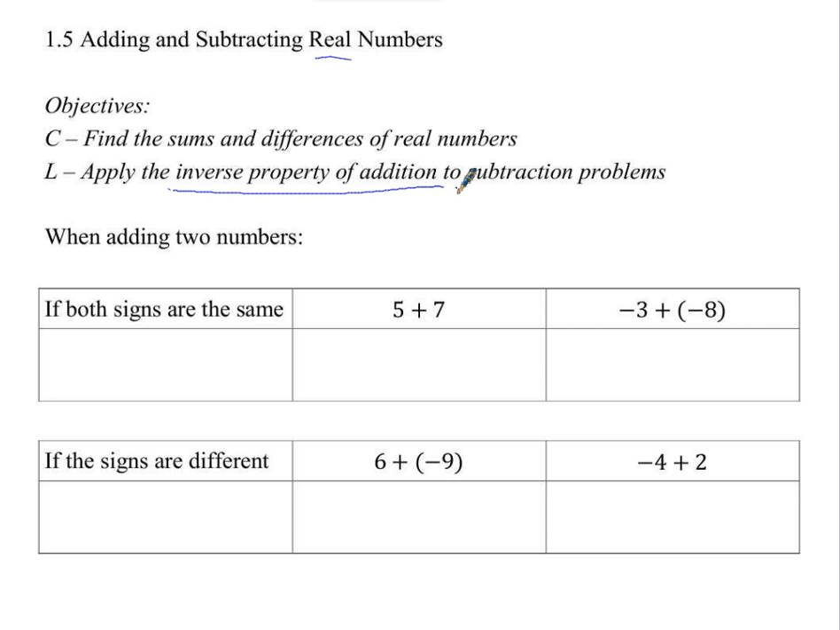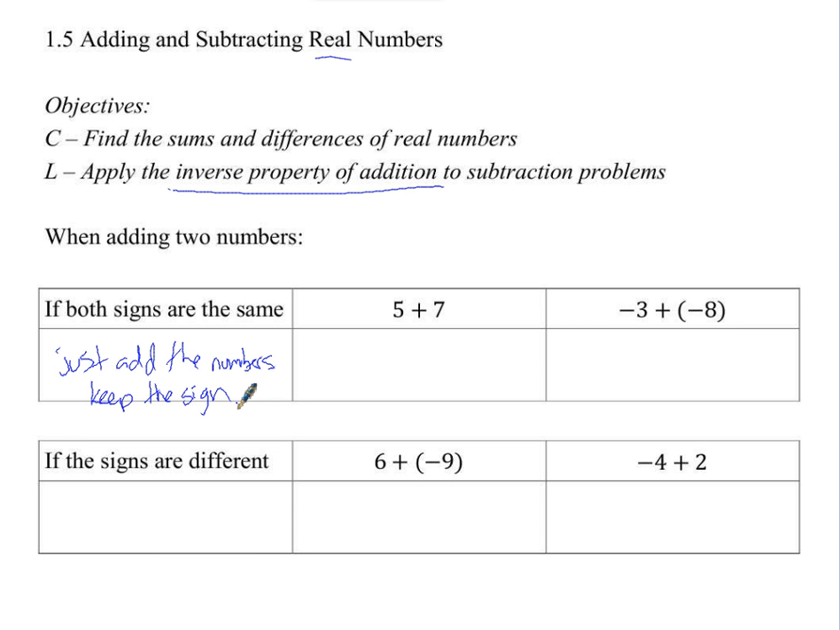So when you're adding two numbers, we have two different rules that we're going to follow. If both signs are the same, or if the signs of the two numbers that you're adding are different. So if both signs of the two numbers that you're adding are the same, whether they're both positive or both negative, it doesn't matter. You just add the numbers. Once you're done adding the numbers, you keep the sign that you started with.